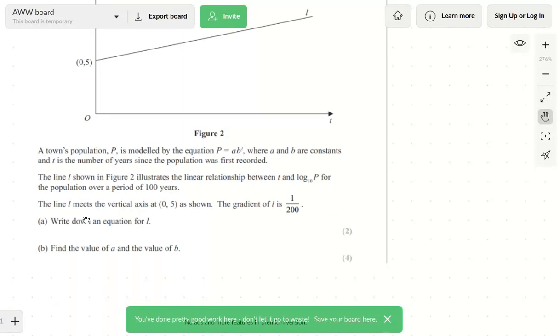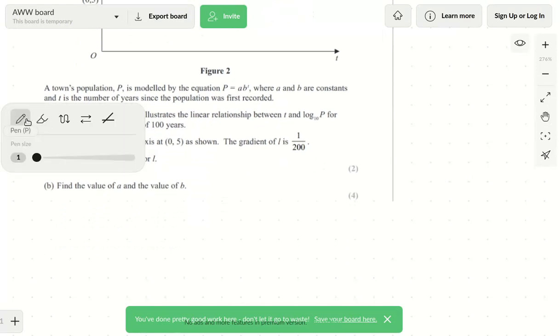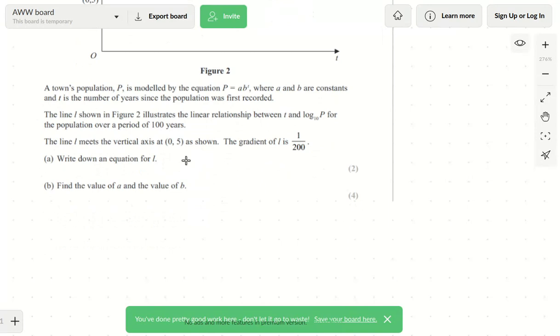Now, the first thing it wants us to do is it says the line L meets the vertical axis at 5 as shown, and the gradient of L is 1 over 200. Write down an equation for L. Now bear in mind, whenever it says write down in a maths exam, it means it should be obvious, yeah?